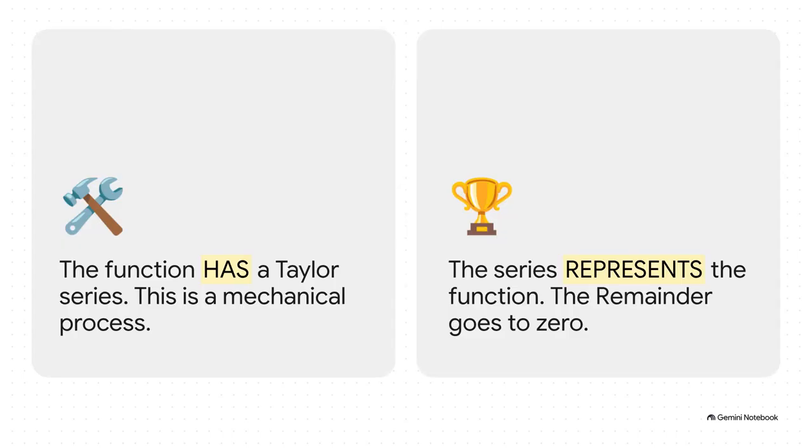This perfectly summarizes our entire journey today by strictly separating two completely different realities. First, a function simply having a Taylor series. That's just a mechanical process of taking derivatives. But second, the series actually representing the function. This is a much higher bar. This only happens when you can mathematically prove that the remainder, the error, actually goes to 0.